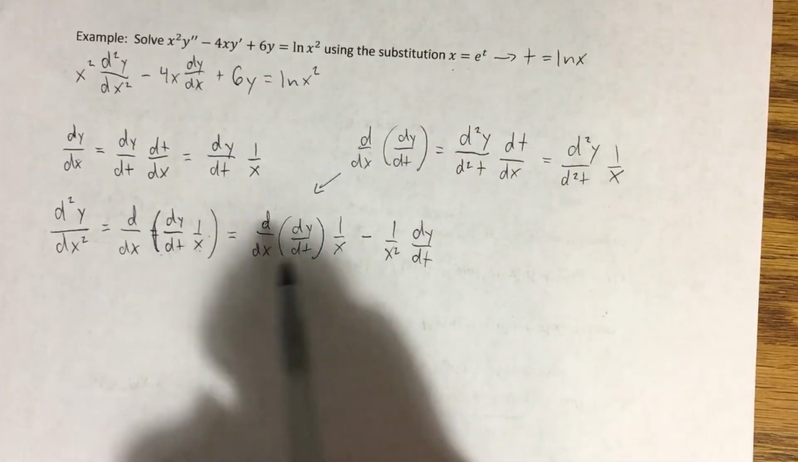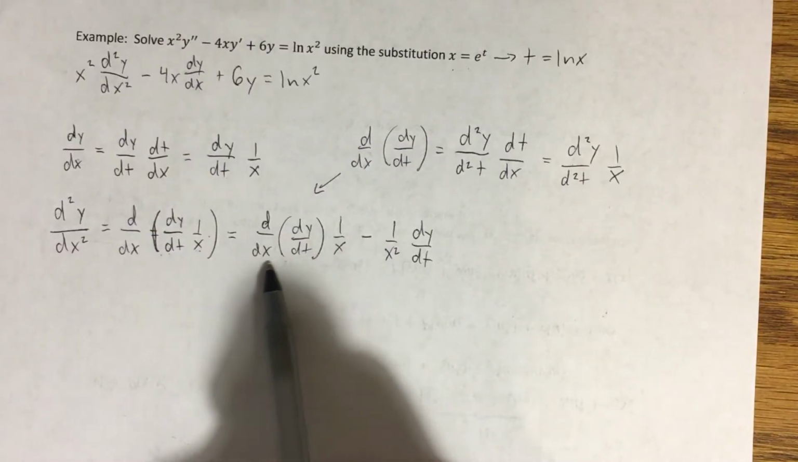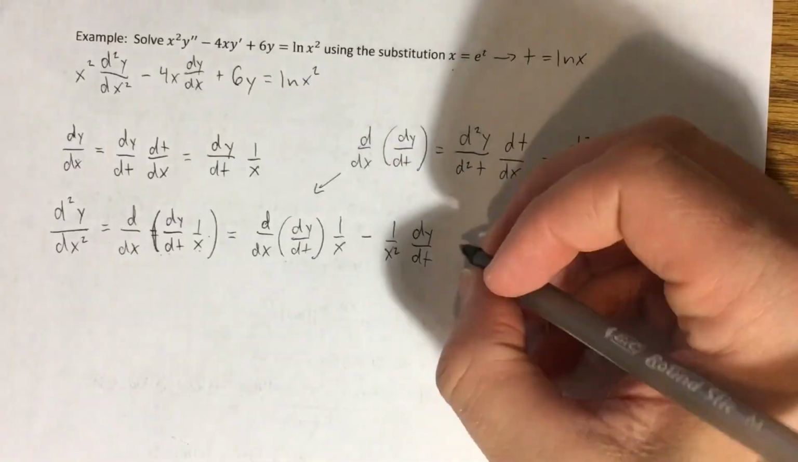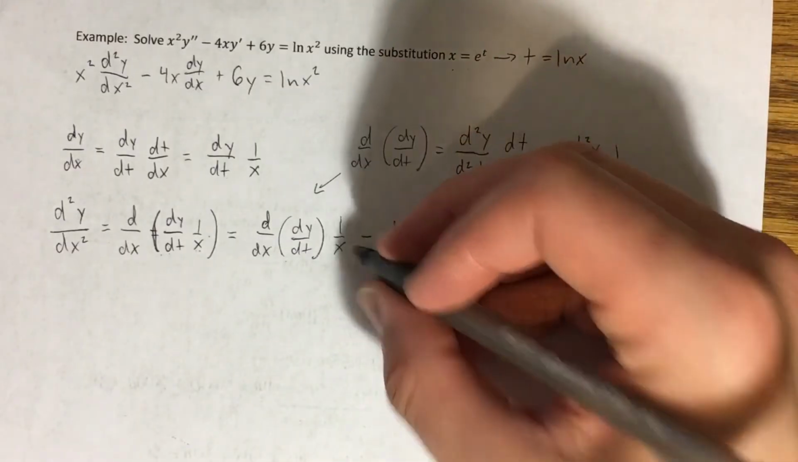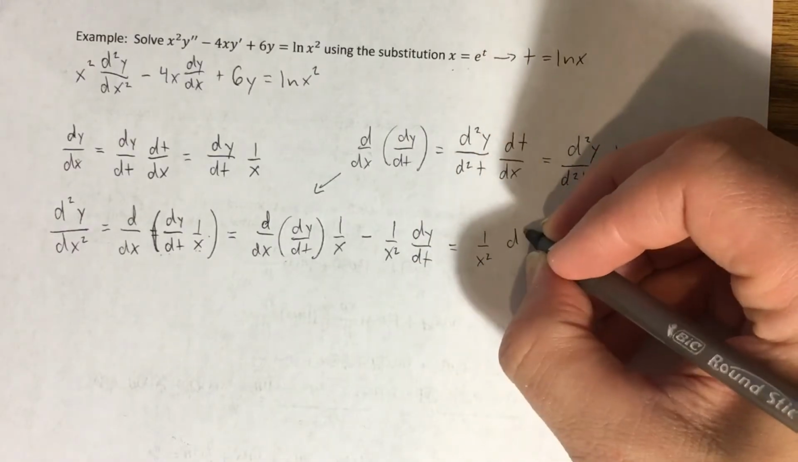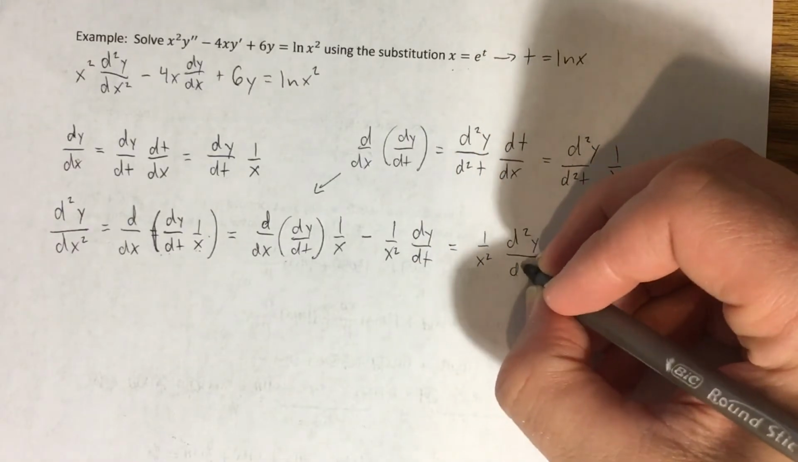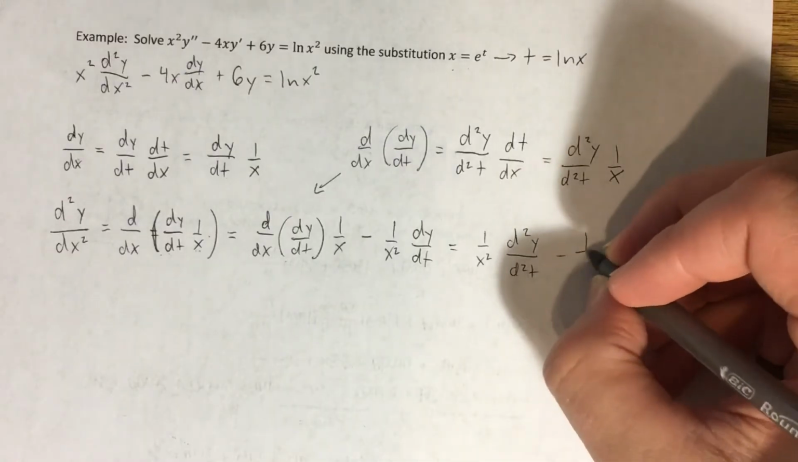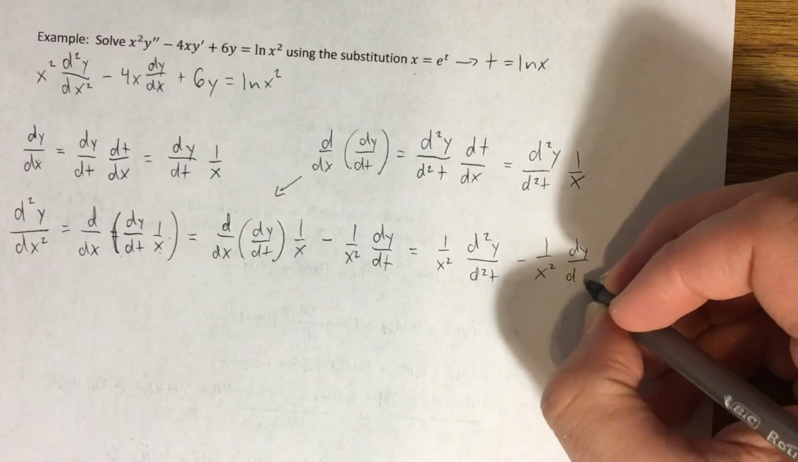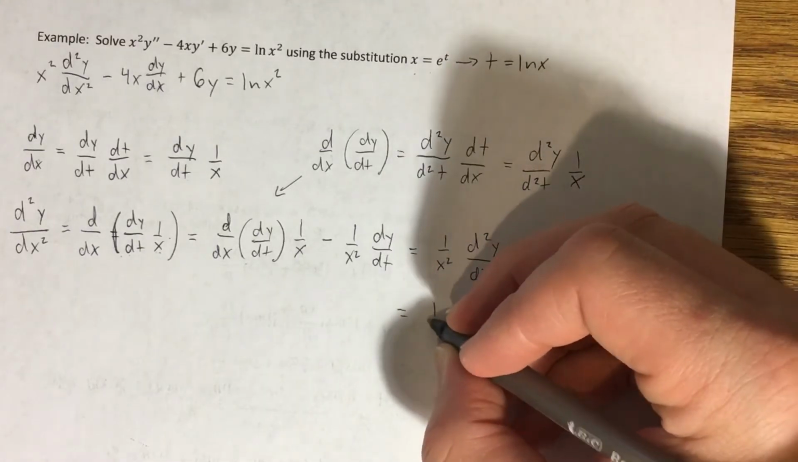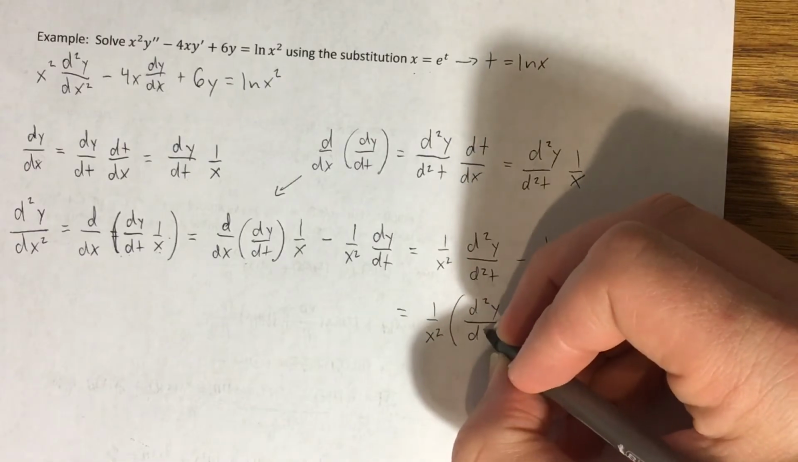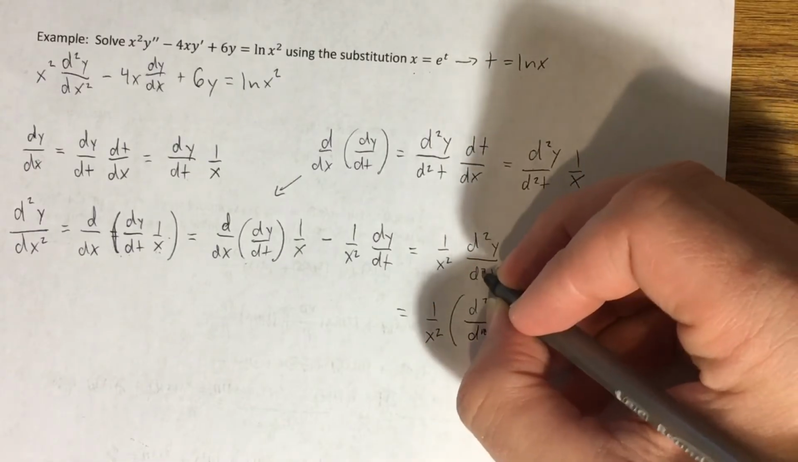So this guy right here is going to produce this term, the second derivative of y with respect to t times 1 over x. When I multiply it by that 1 over x right there, this becomes 1 over x squared times my second derivative of y with respect to t, minus 1 over x squared times my first derivative of y with respect to t. Or, factoring that 1 over x squared out, I get this. That should be right there.